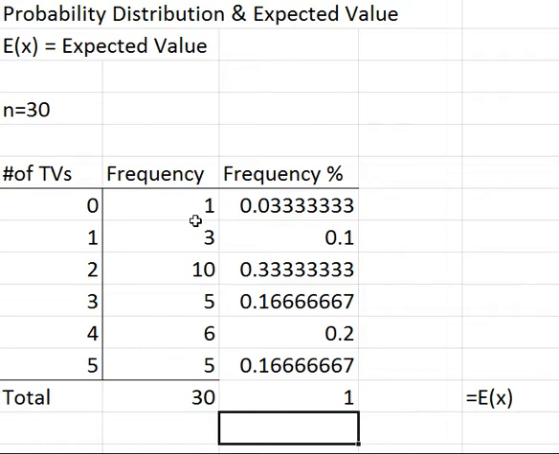So in other words, one person said they had 0 TVs. That represents 3.33% of the respondents. And 5 people said they had 3 TVs, which represents about 16.7% of the respondents.